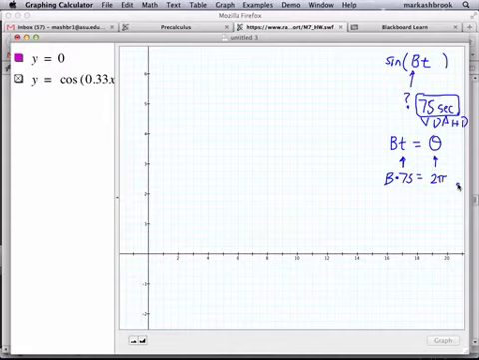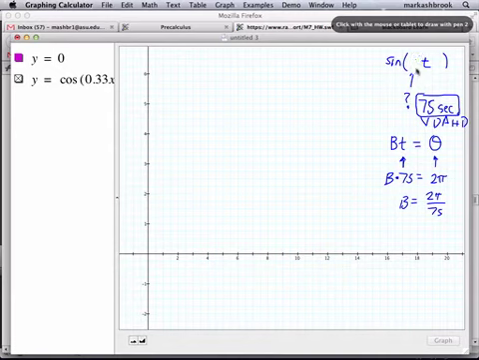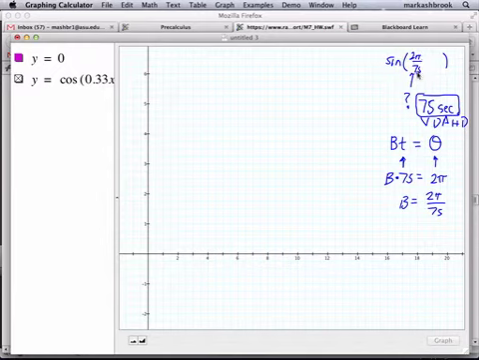Does that reasoning make sense right there? We need the value B such that when the time is 75, it'll make that expression equal to 2 pi. We'll get one rotation. So what is B? 2 pi over 75. Okay, so our function is sine of 2 pi over 75 t.